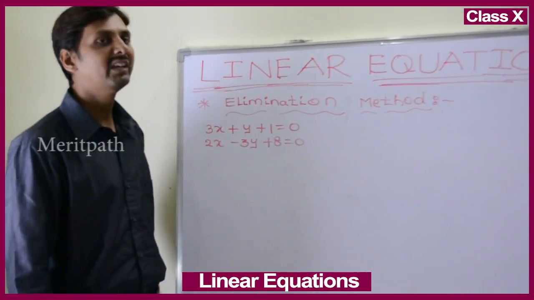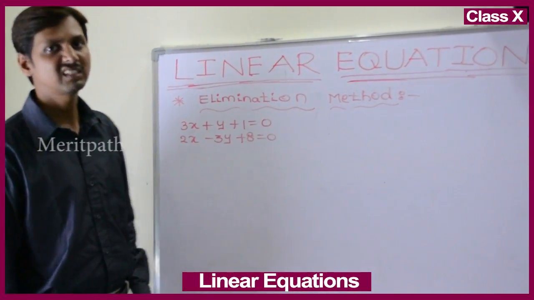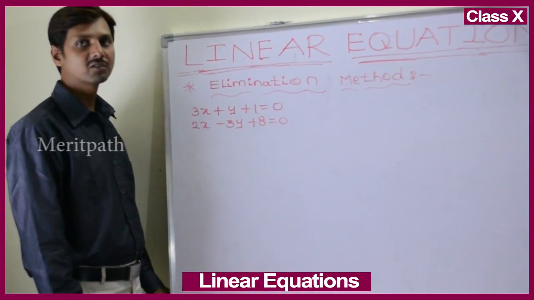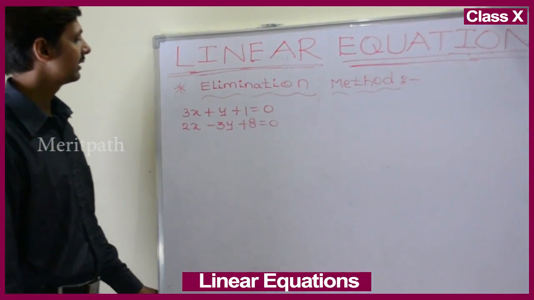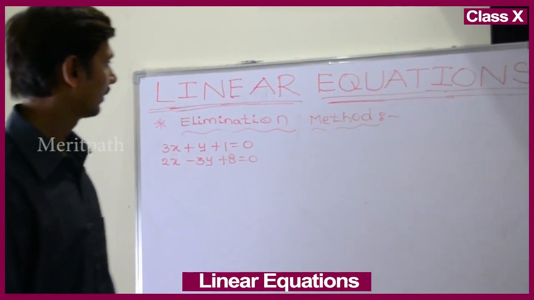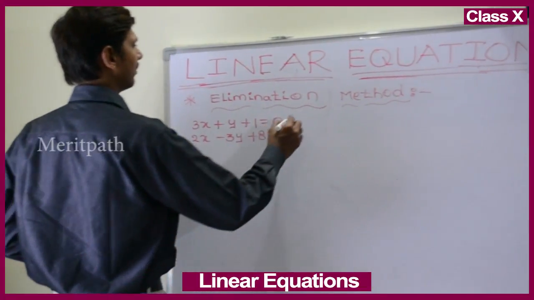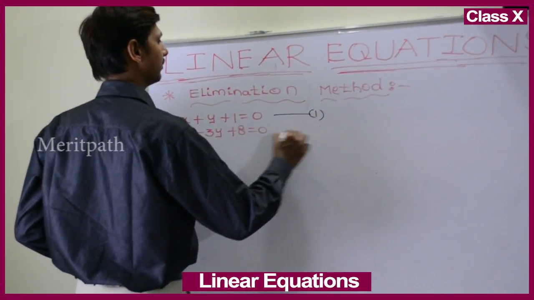We are going to learn the elimination method. Let us take one of the examples here: 3x + y + 1 = 0 and 2x - 3y + 8 = 0. Elimination method. So let us take these two equations.